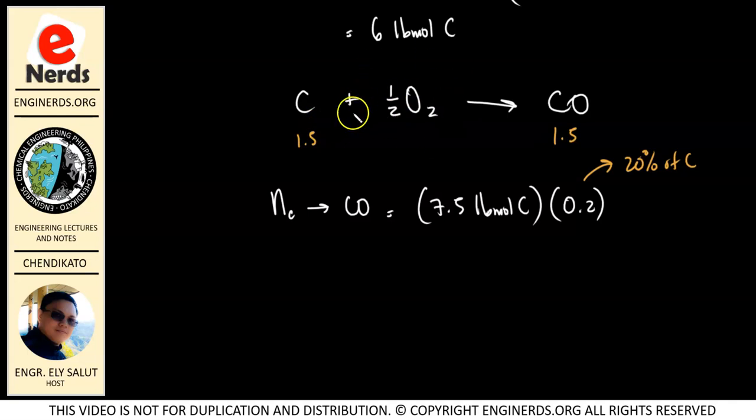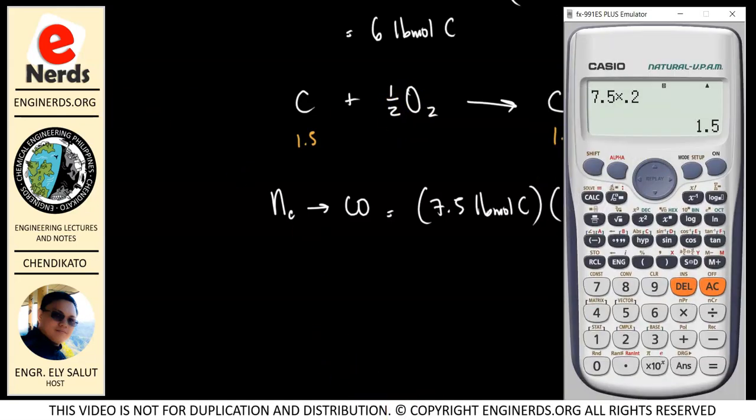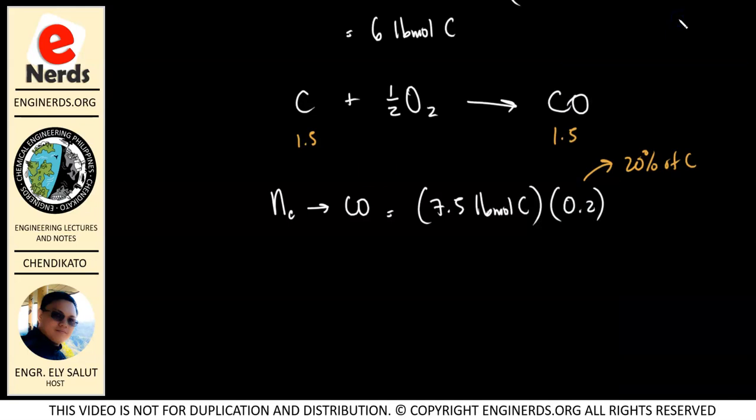And para sa ating O2, we have 1:1/2, yung ratio ng carbon sa O2. So, we have 1.5 divided by 2. So, we have 0.75.